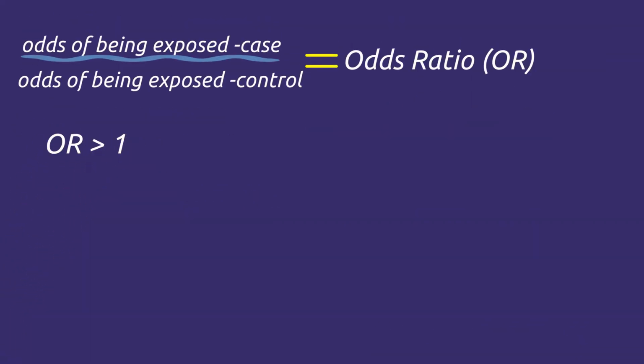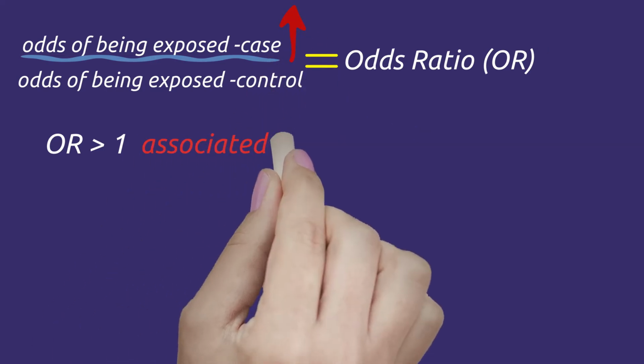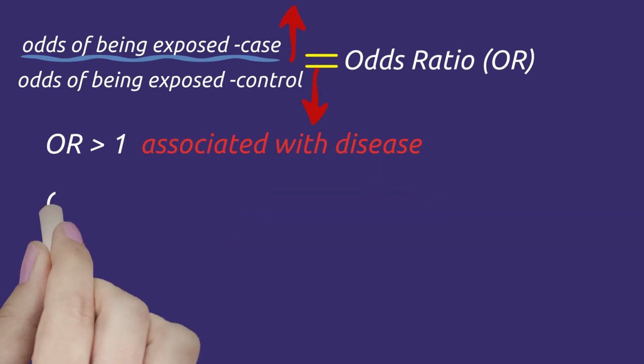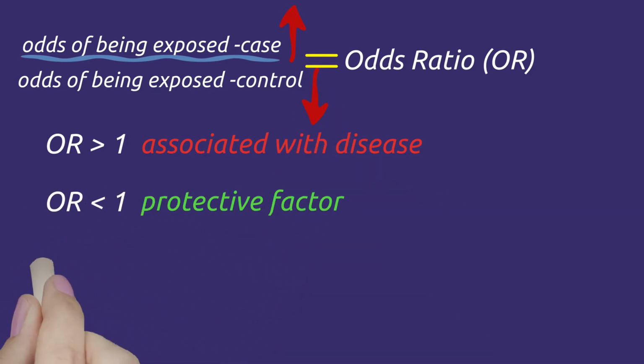An odds ratio of more than 1 means that the people with the disease are more likely to have been exposed to that risk factor than the people without the disease. This suggests that it could be a possible cause of the disease. An odds ratio of less than 1 suggests that it is a protective factor and 1 suggests no association.